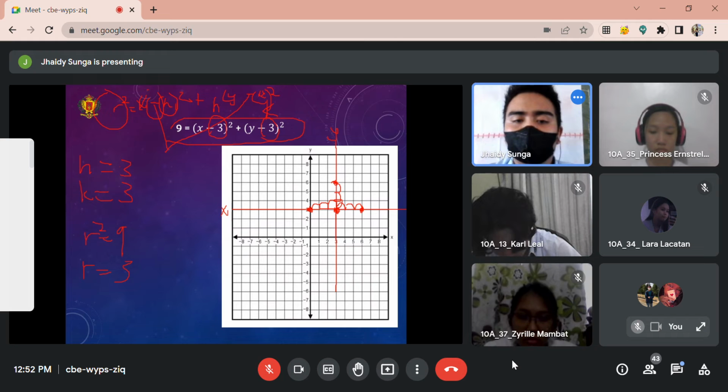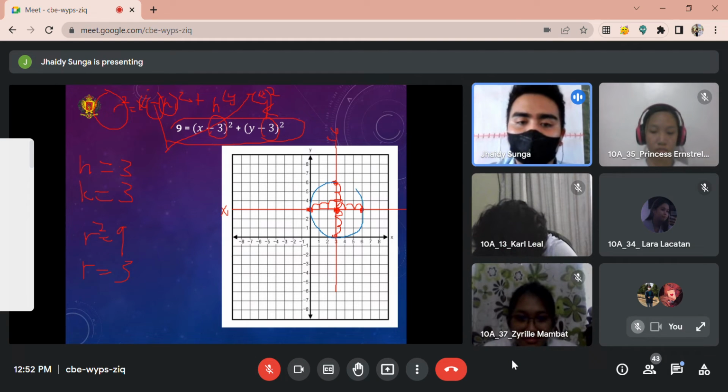As well as to the lower part of your y-axis, which is 1, 2, 3. So this is your endpoint. So in other words, if you are going to make a circle of that one, the circle of yours will be just like this one.